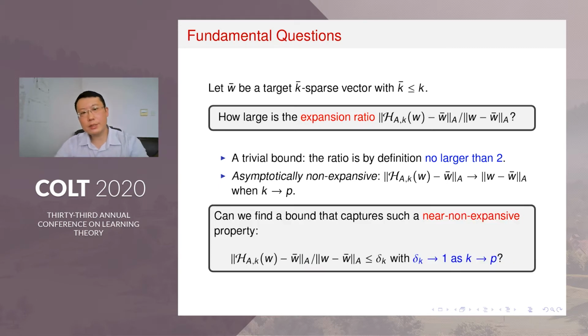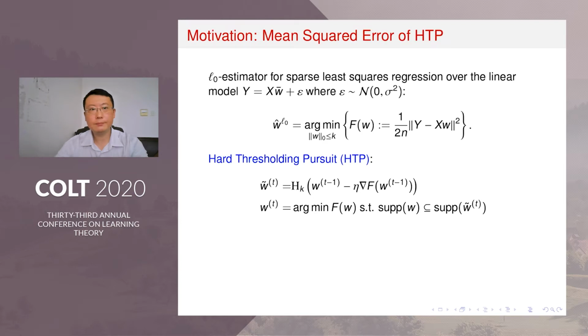So a fundamental question is, can we find a bound that captures such a near non-expansive property of MHT, such that the bound approaches 1 as k approaches p? The key motivation comes from the mean squared error analysis of the hard thresholding pursuit method, which is popularly used for solving the sparse least squares regression problem. The HTP algorithm iterates between a truncated gradient descent step and a debiasing step that minimizes loss over the current supporting set.